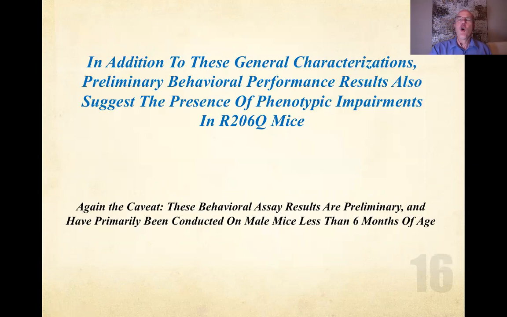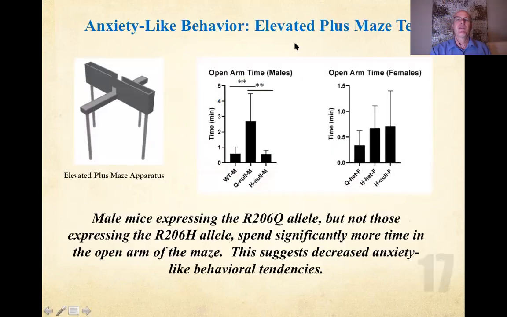So those were some of the overt characterizations that we saw, but we've also started to investigate some behavioral performance tasks. And like the general behaviors, these task results also suggest the presence of phenotypic impairments, and particularly in the R206Q mice. Again, I must highlight the caveat that the assays are still at their preliminary stage. They've only been conducted on a few mice, and all of whom have been examined are less than 6 months of age. But when we look at some of the behavioral performances, we do start to see some tendencies.